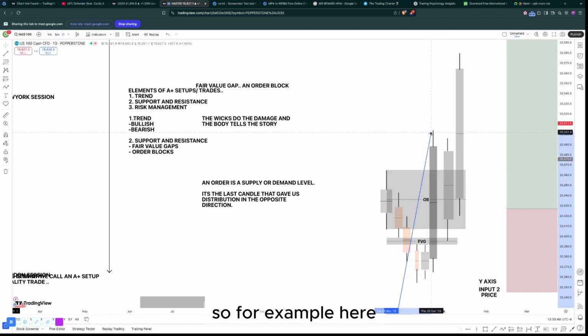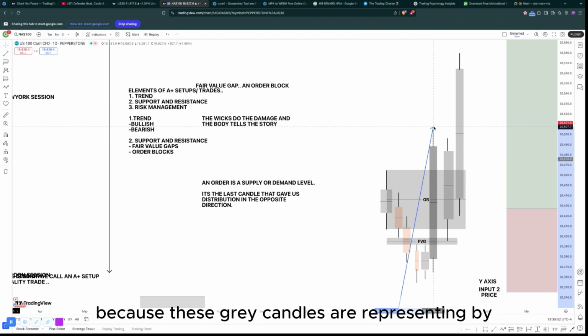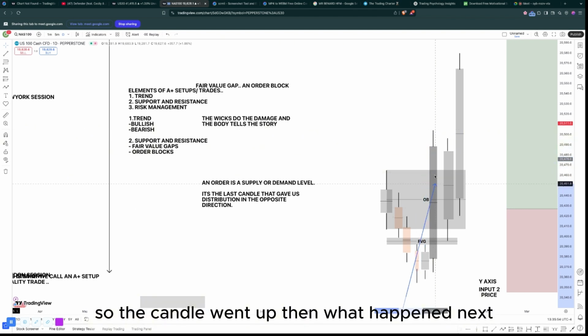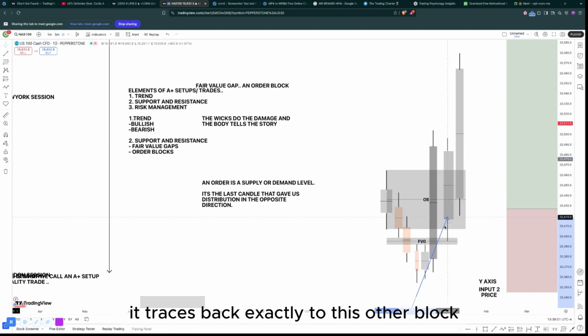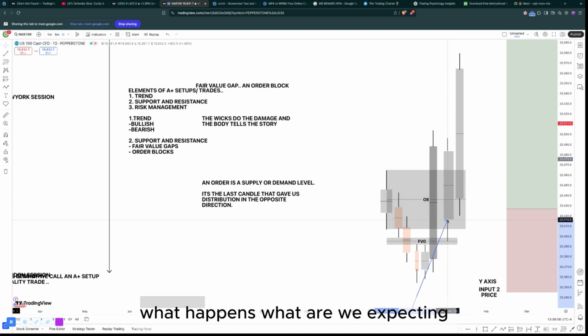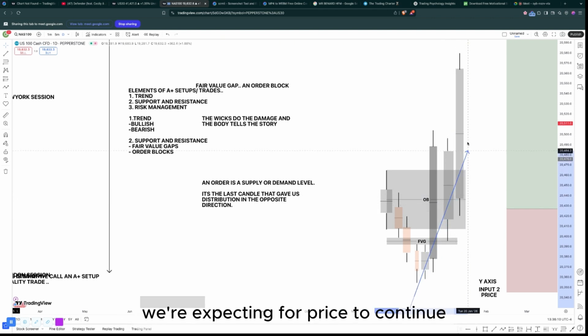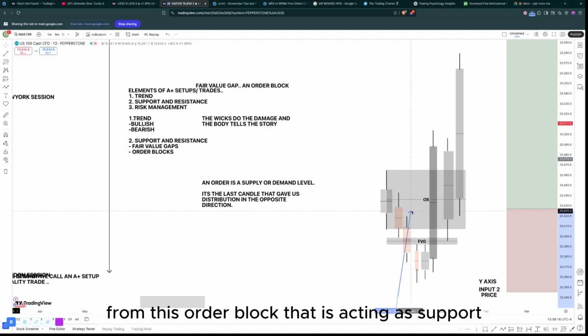So for example here, after this big candle going up, because these gray candles are representing buying, the candle went up. Then what happened next? This candle opens here, then it comes back, it retraces back exactly into this order block. Now when it retraces into this order block, what happens? What are we expecting? We're expecting for price to continue further pushing up, because now this was a retest for us to enter in for buys from this order block that is acting as support.